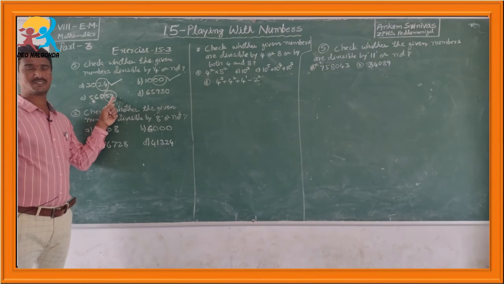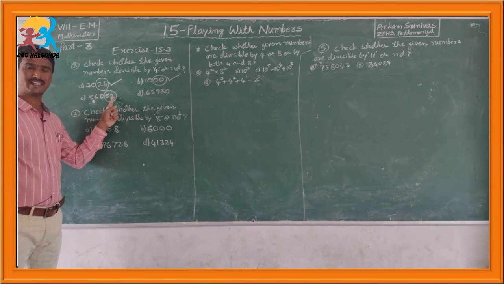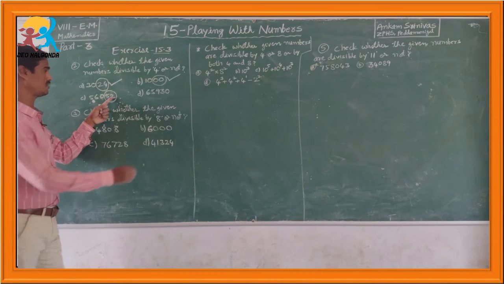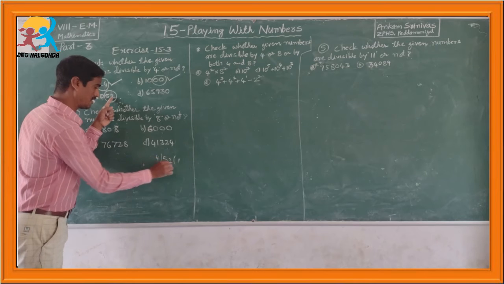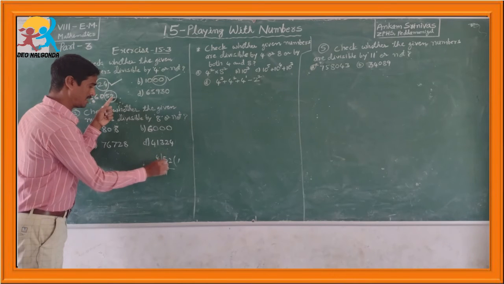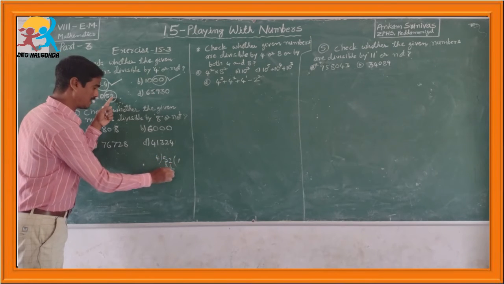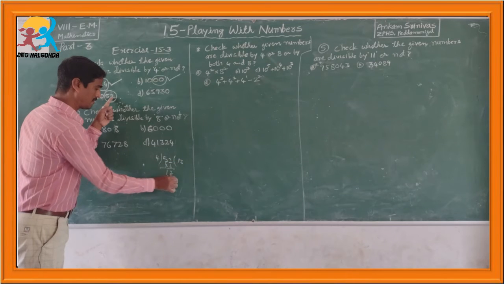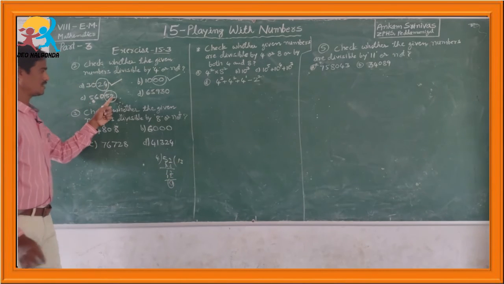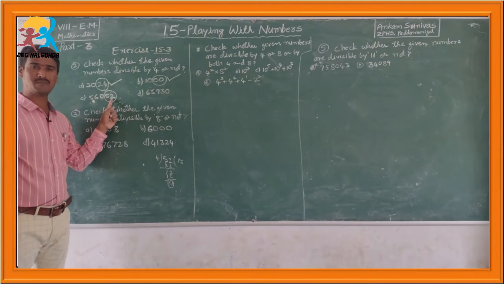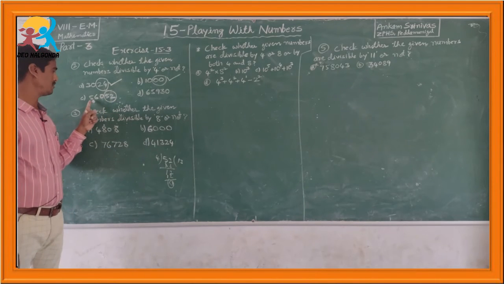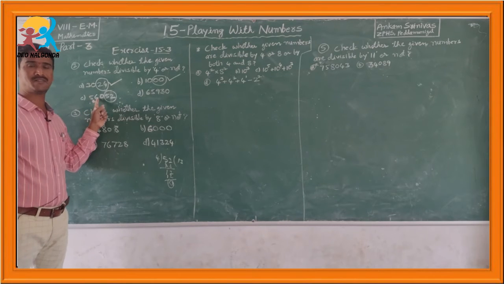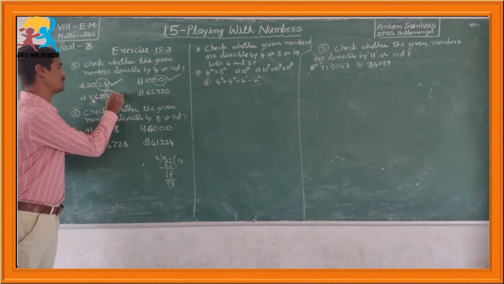52. If it is not possible to say directly whether it is divisible by 4 or not, let's do the division. 4 table: 4 ones are 4, 5 minus 4 is 1, bring down 2, 4 threes are 12, remainder 0. So the last two digit number 52 is divisible by 4. So the given number 56,052 is also divisible by 4.